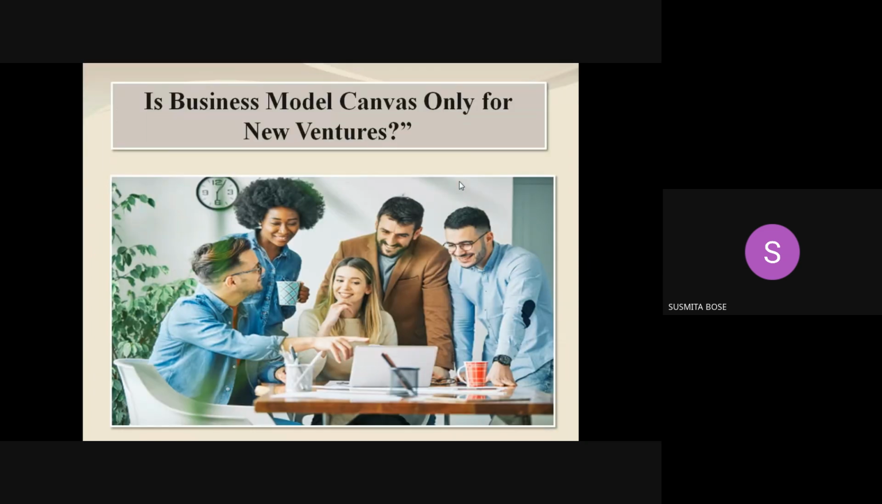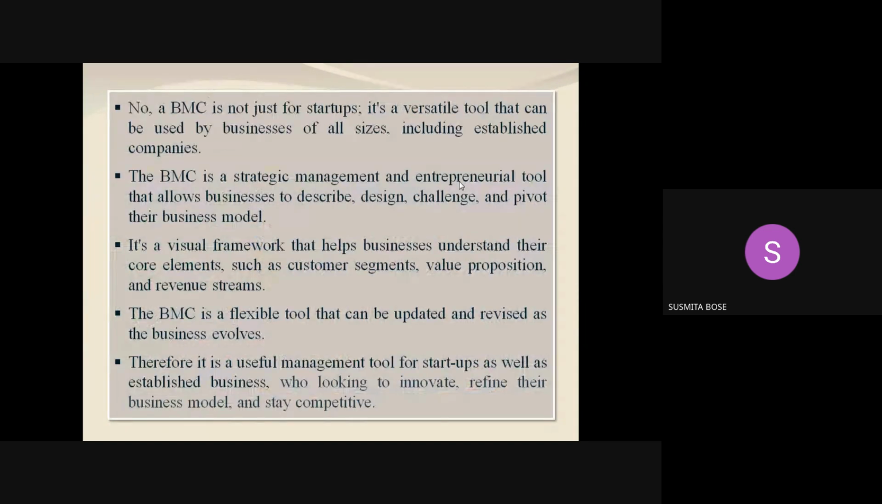So is business model canvas only for new ventures? No, it is not only for startups. It is a versatile tool, and can be used by startups as well as established business who are looking to innovate, refine their business model, and stay competitive.